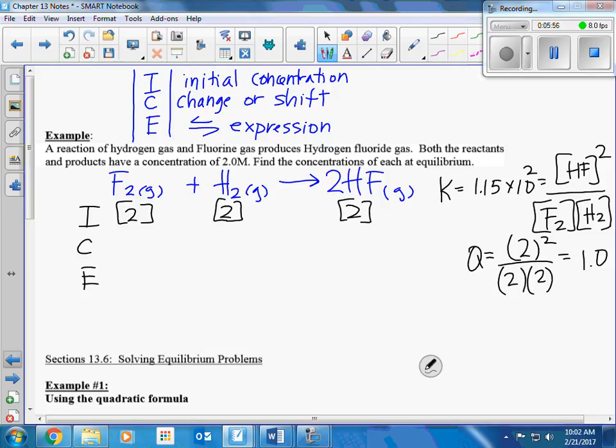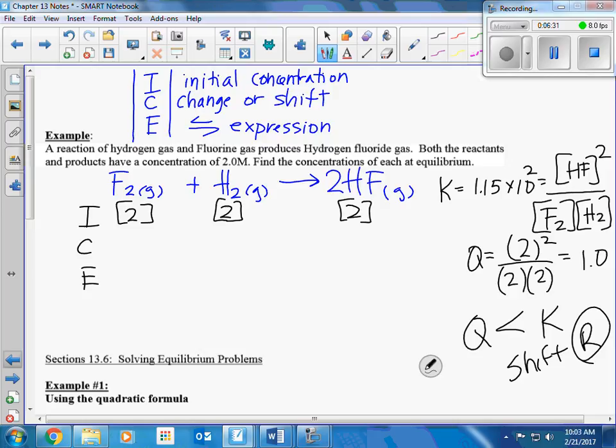All right, so here's Q and here's K. So if I write this, Q is what? Greater or less than K? Less than, right? This is 115, this is 1, so it's less than K. So which way do I need to shift it? To the right. Q is less than K, and this means that I have to shift it to the right. So I need to make more products. So I'm going to shift right.